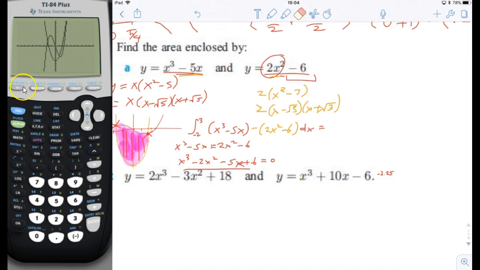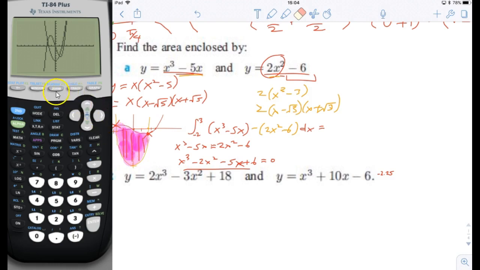So the way we're going to do that is we're going to enter both functions into the calculator. And then I'm going to graph it. And you can see that it's actually much more complicated than I had imagined. I had this parabola, I had this cubic, but look at it. It actually crosses in 3 different places, not in 2.